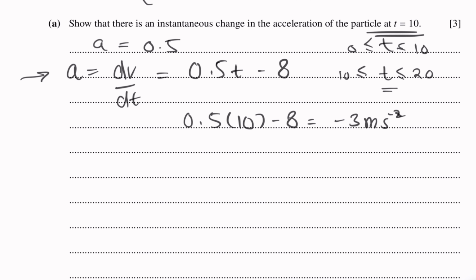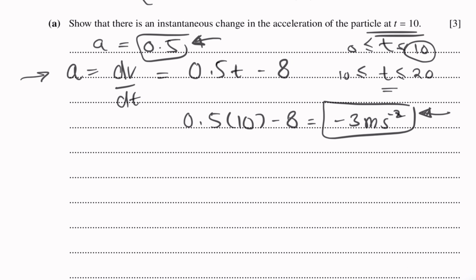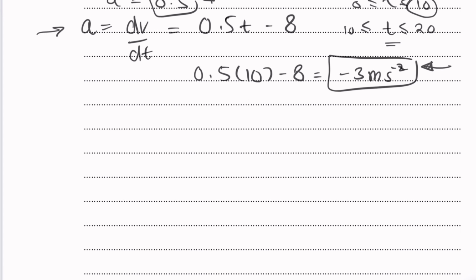And so you can see there's an instantaneous change, because at the same second when the particle is supposed to be moving at an acceleration of 0.5, it actually now has an acceleration of negative 3 meters per second squared, and so there's an instantaneous change.